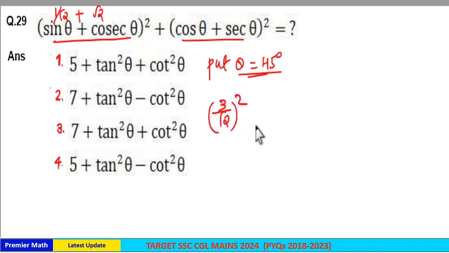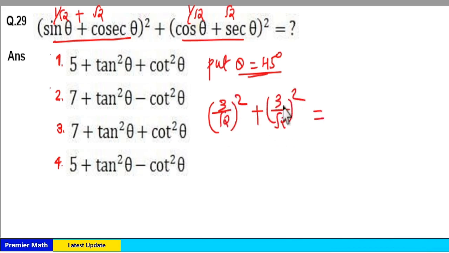Now this is the whole square. So 3 by root 2 the whole square plus, cos 45 is equal to 1 by root 2. Then sec theta is the reverse of cos theta. So sec 45 is root 2. So this is also the same, 3 by root 2 the whole square. Now this is equal to 3 square plus 3 square is equal to 9 plus 9, 18. And here we have the denominator as root 2 square, which is 2. So 2 goes 9 times in 18. So 9 is your answer.